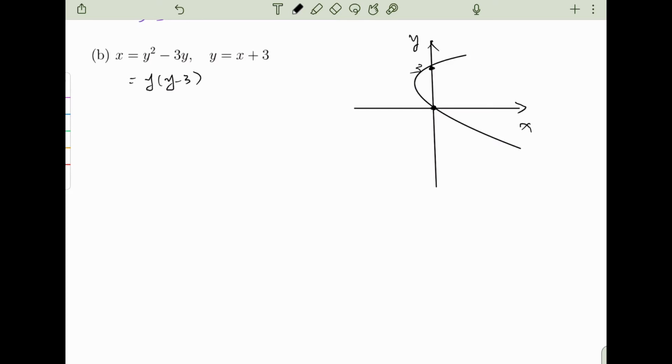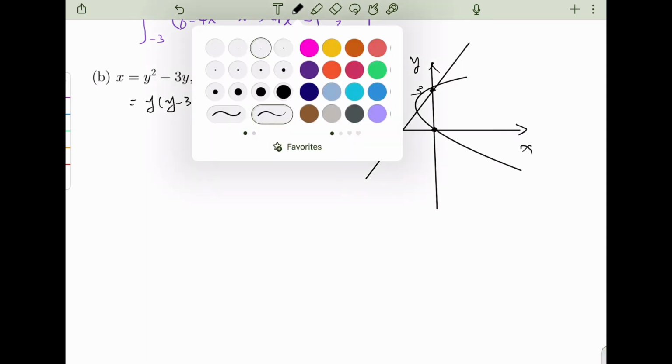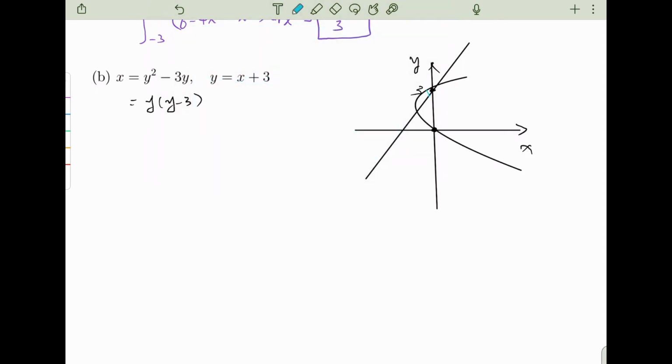Okay, and y equal to x plus 3. The y-intercept is here, right? y equals x plus 3. This is a straight line like that. Okay, so we can see the bounded region is this part here.